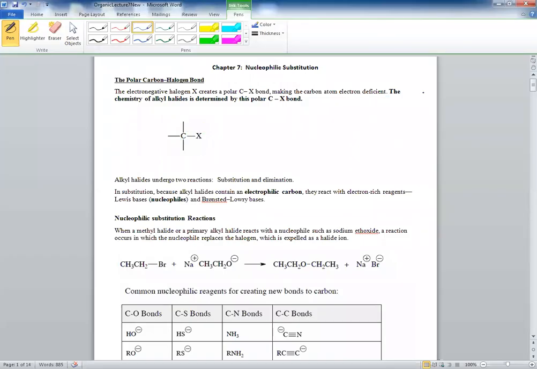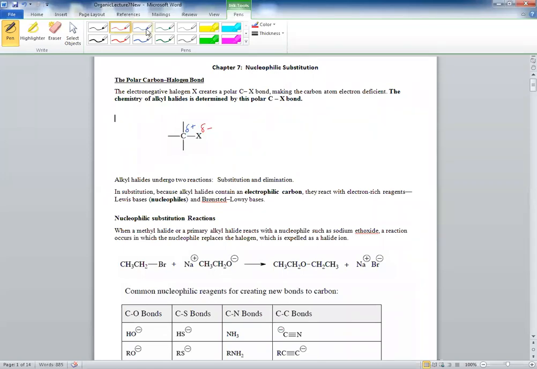Nucleophilic substitution is the first type of organic reaction that you will learn about in organic chemistry. It's based on the polar carbon-halogen bond, this bond right here. The origin of this is that C is less electronegative than X, which is your halogen, so it gets the delta plus, and X would get the delta minus.